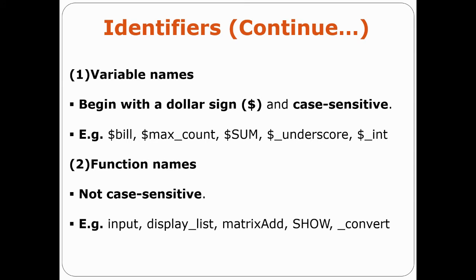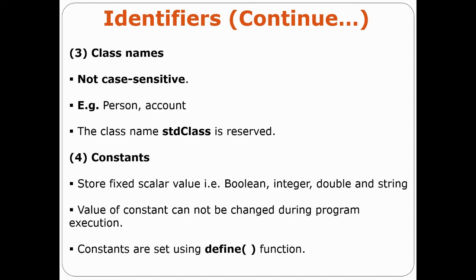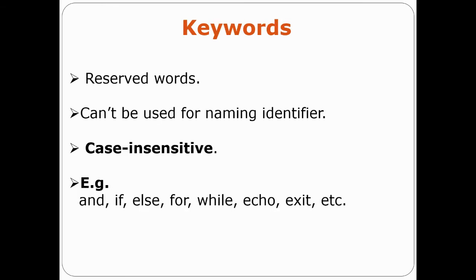Here, some identifiers are there. Variable names are treated as identifiers, are case sensitive, and begin with a dollar sign. Some examples are given. Second, function names, they are not case sensitive. Class names are also not case sensitive. stdClass is a reserved class name, and the constant also counts as an identifier.